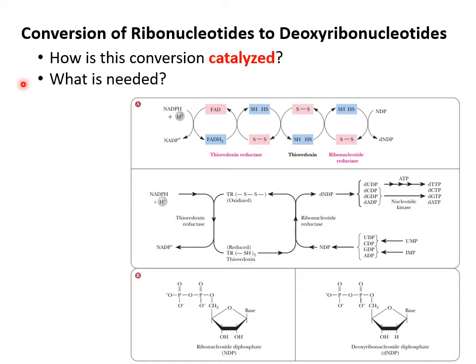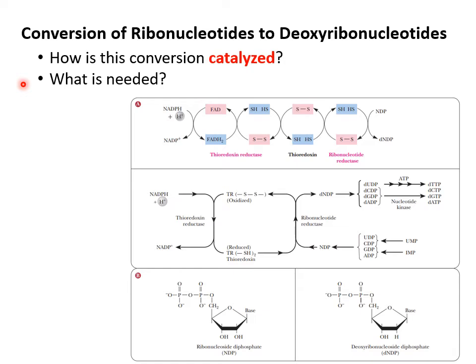And the thioredoxin will contain a disulfide group in its oxidized form and two sulfhydryl groups in its reduced form. And the NADPH reduces the thioredoxin by having the enzyme thioredoxin reductase catalyze the process, and in turn basically reduces a ribonucleoside diphosphate to a deoxyribonucleoside diphosphate.